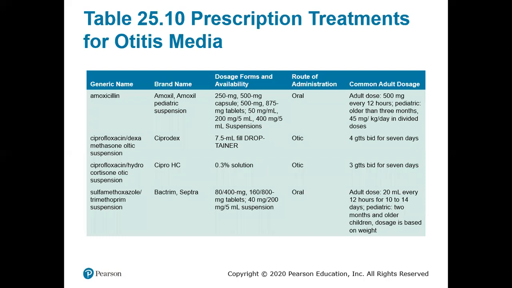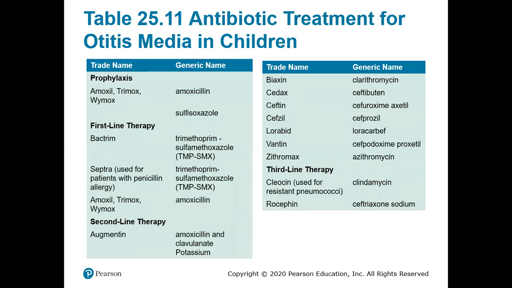Table 25.10 shows prescription treatments for otitis media, and this is found on page 392 in the textbook. Table 25.11, antibiotic treatment for otitis media in children, is found on page 393 in the textbook.